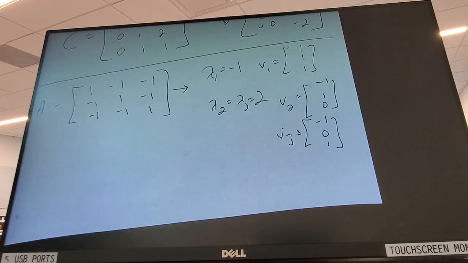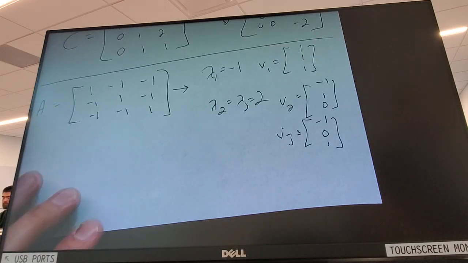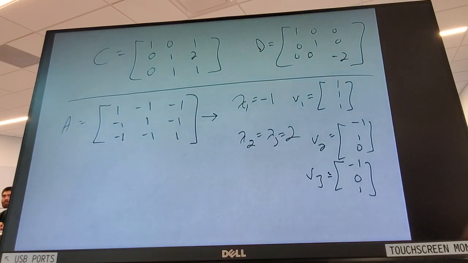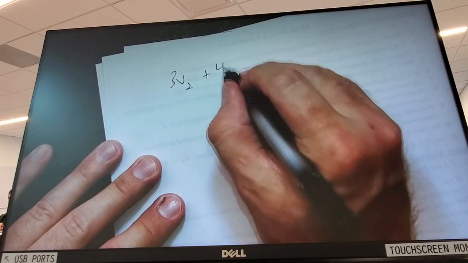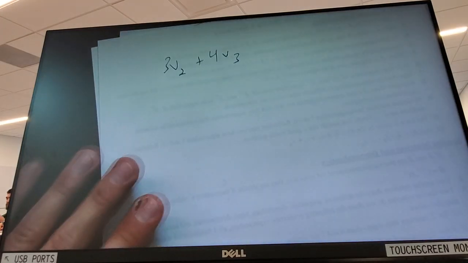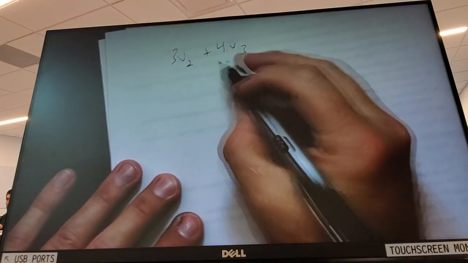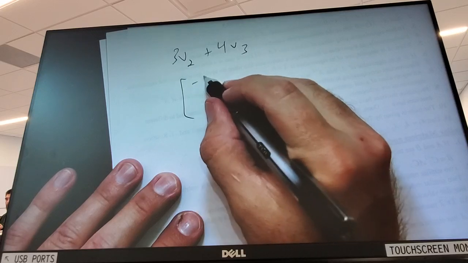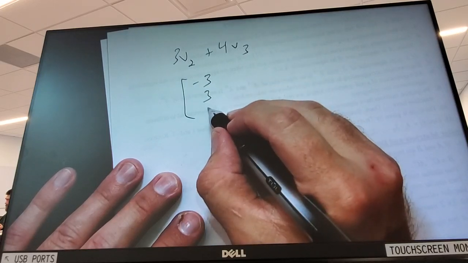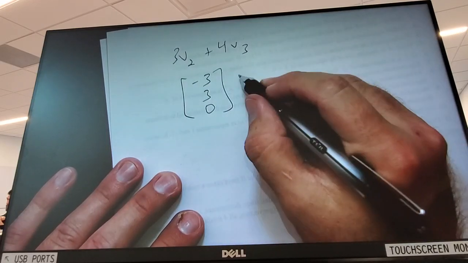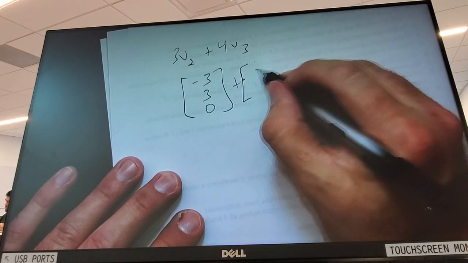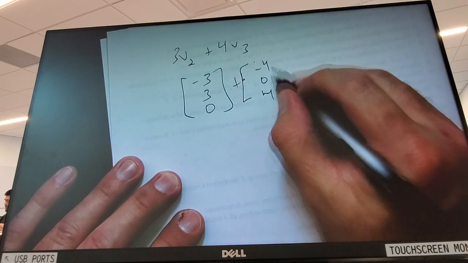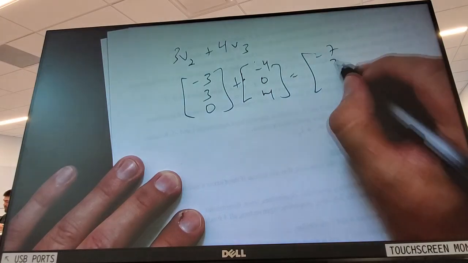So let's try it real quick. Somebody give me a number. Who is it? Zach, you said 3? And I heard somebody in the back go, 4. Okay, so 4. Sorry. So if I take the vectors I just gave you, this is 3 times v2, and this is 4 times v3, I get negative 7, 3, 4.